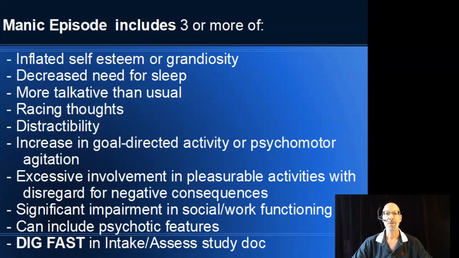Manic episodes include 3 or more of the following: inflated self-esteem or grandiosity, decreased need for sleep, more talkative than usual, racing thoughts, distractibility, increase in goal-directed activity or psychomotor agitation, excessive involvement in pleasurable activities with disregard for negative consequences, significant impairment in social or work functioning. The manic episodes can include psychotic features, and some of you may know the mnemonic DIG FAST. You will find it in the intake assessment study document.